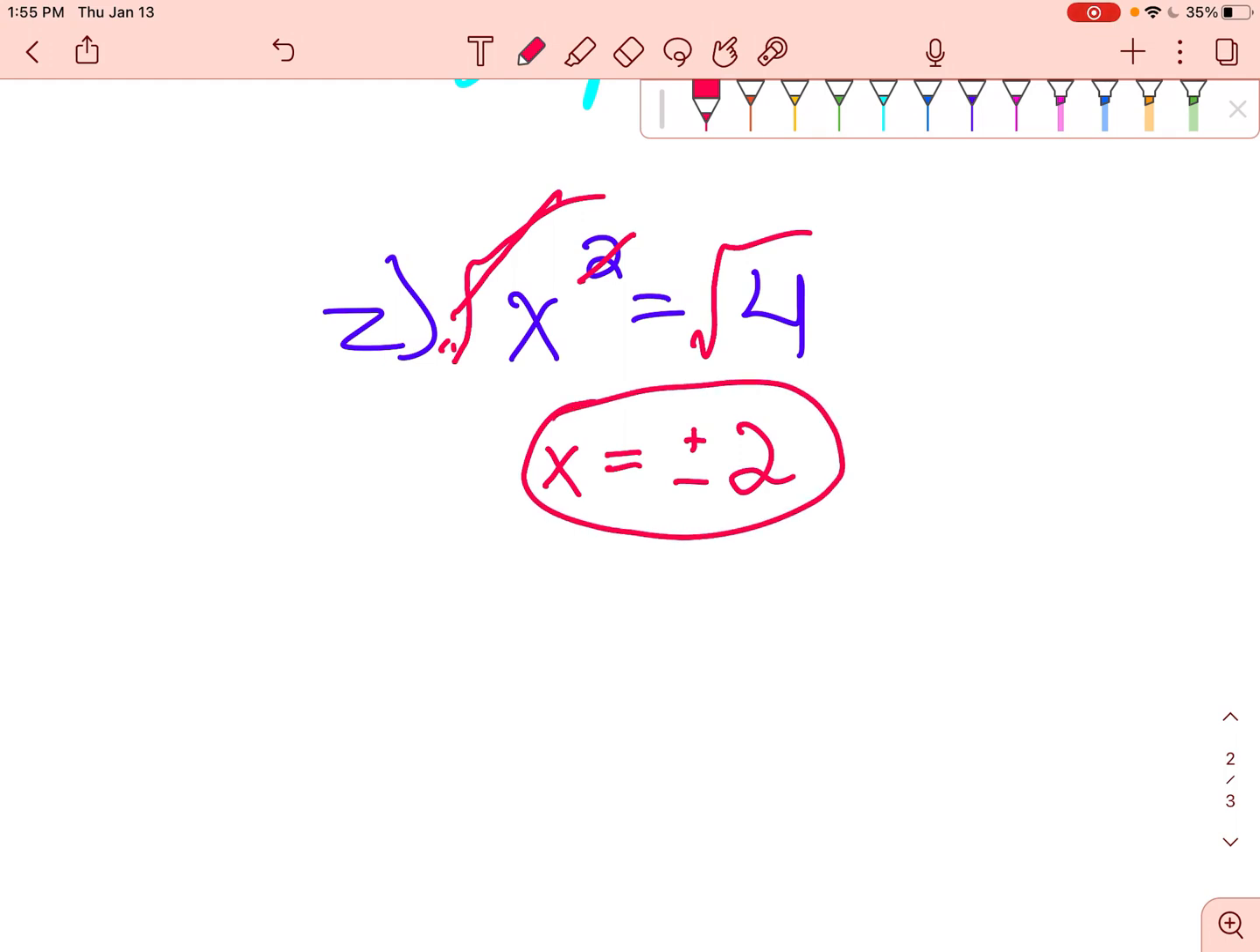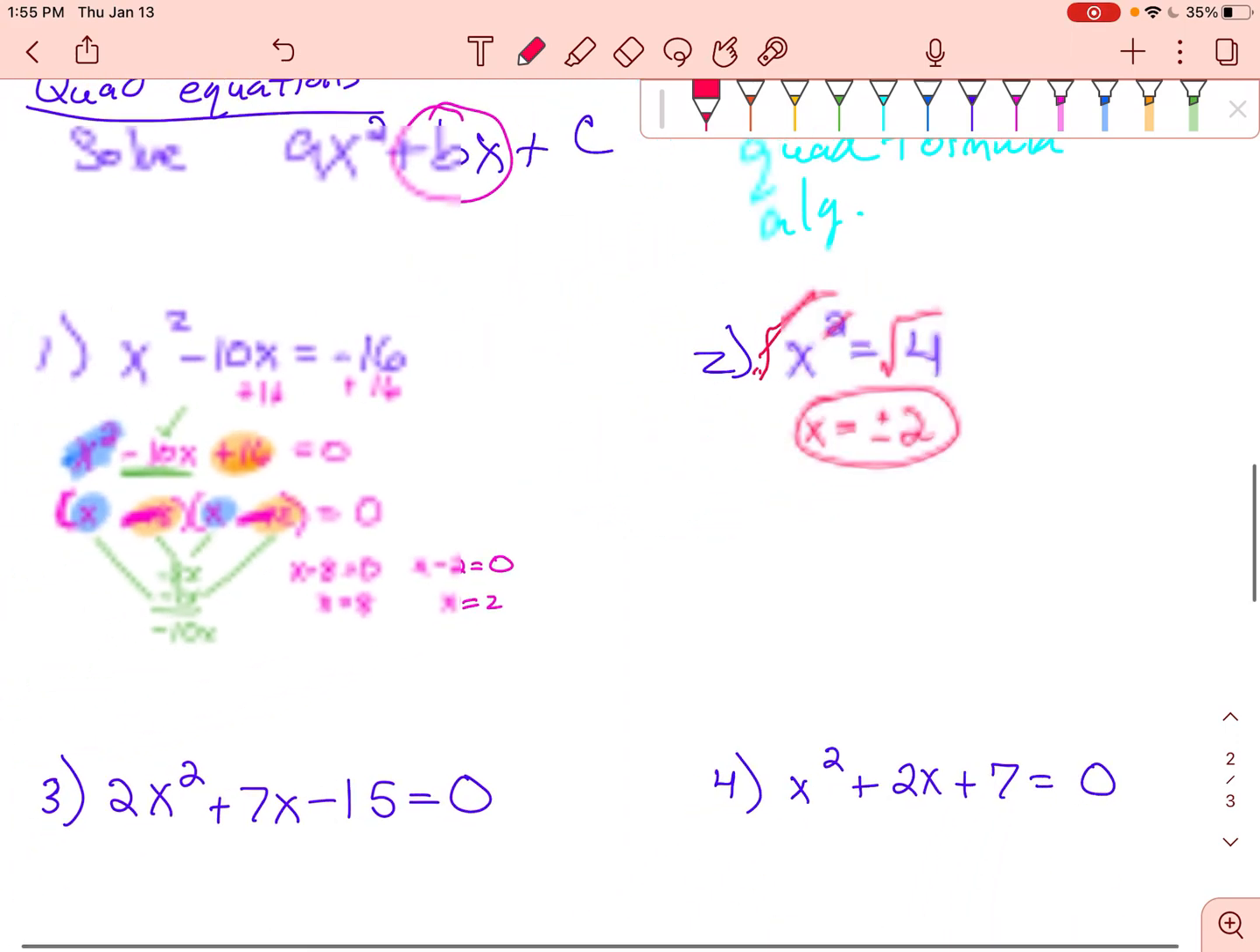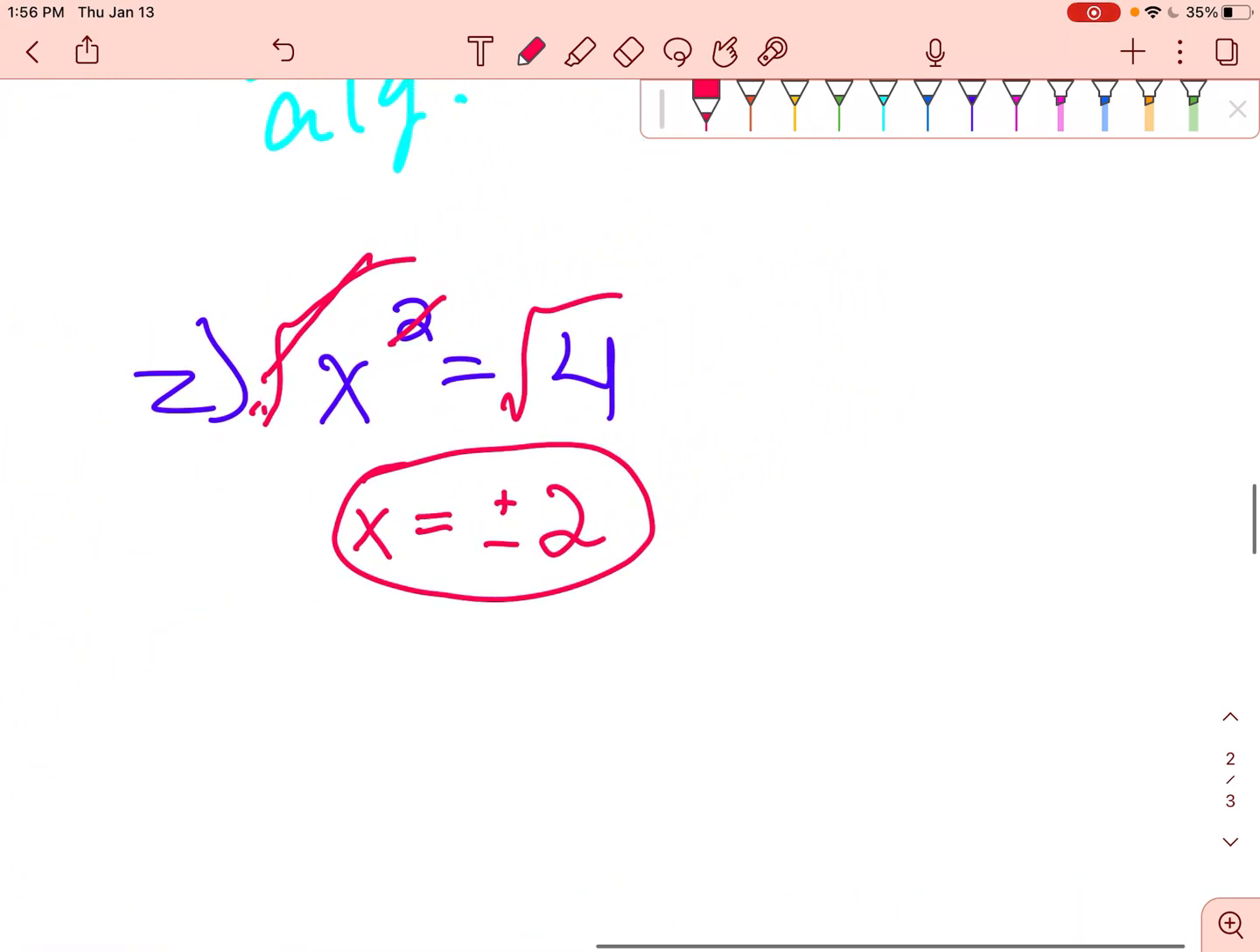And again, this is called solving algebraically. You're just doing inverse operations as you normally would. You can also solve this one by factoring if you wanted to. So you would set it equal to 0. It would be x squared minus 4 equals 0. And this is called the difference of two squares.